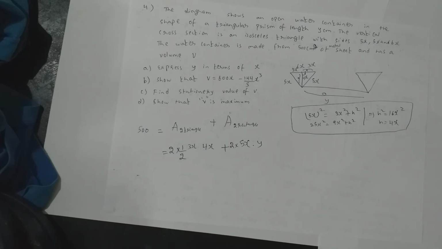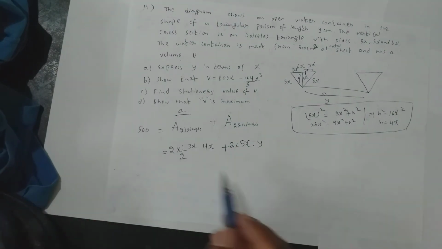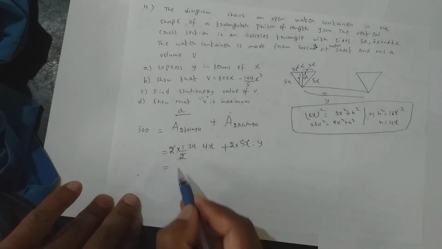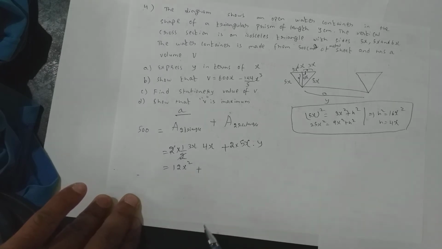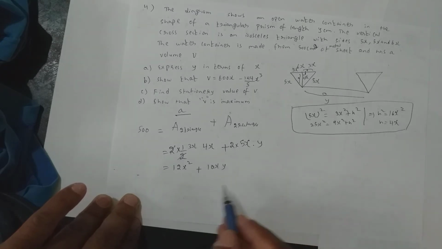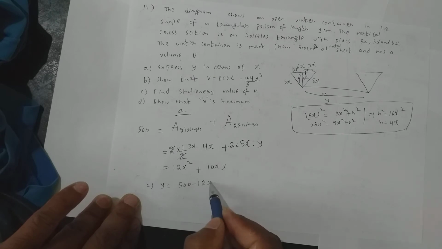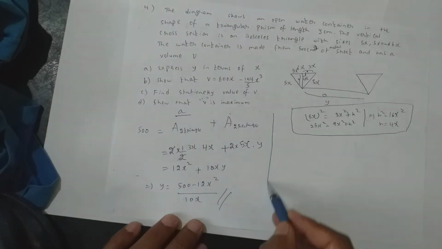But why did we do all this? Read the first one: express y in terms of x. By doing this, you make y the subject. That will be your first bit of the answer. Okay, let us simplify this. 2 will get cancelled and here it becomes 12x square plus 10xy. I need to make y the subject. So y equals 500 minus 12x square, by 10x, which is my first bit, completed.